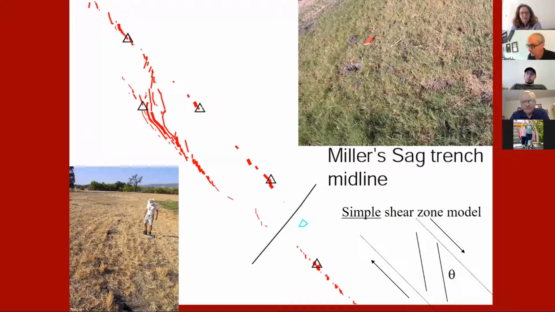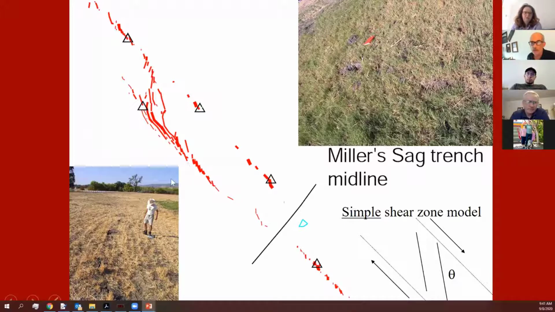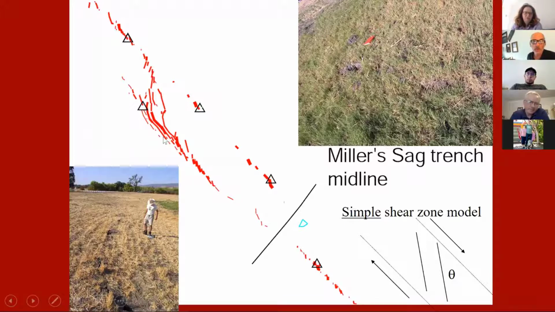He's standing on an extensional zone right there, right? So that'd be like, the negative flower structure. Probably, yeah. So this is me. I'm standing kind of probably over in here. So I'm along this zone that's feeding into predominantly extensional. But I think the green patch is a little bit more where it's mostly extensional.